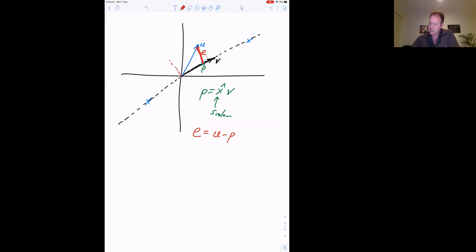So what do we expect the inner product of u minus p and v to be? What's going to be the inner product between this error and v? What's going to be this thing? It's 0, because the angle is going to be 90 degrees. So we want E to be orthogonal to V.